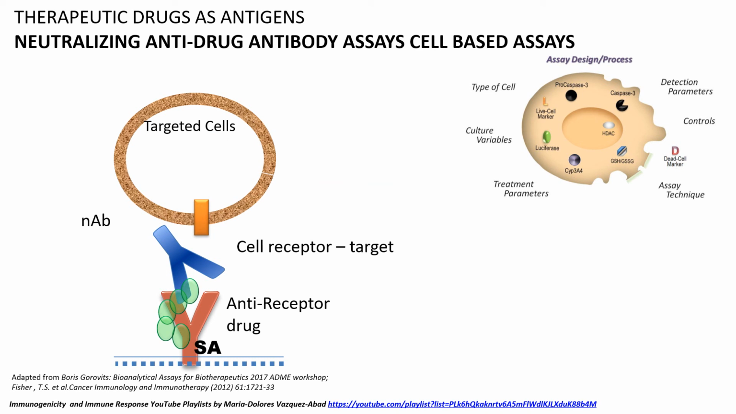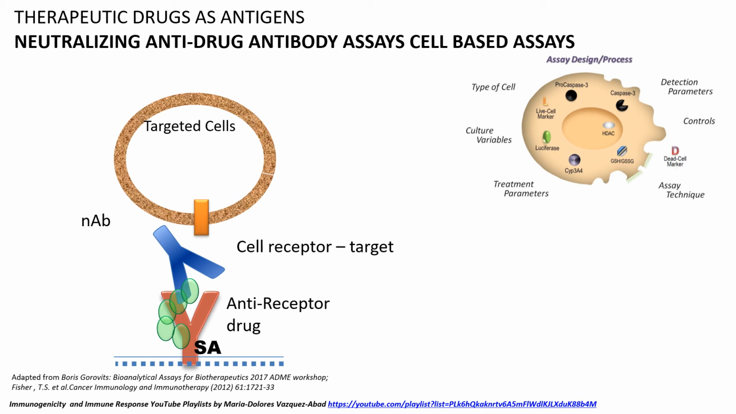There are a lot of different neutralizing antibody assays. The thing that's important to remember is that neutralizing antibodies are a subset of the anti-drug antibodies. In other words, some anti-drug antibodies may neutralize depending on where they bind the drug. So the first thing that we normally do is detect anti-drug antibodies.